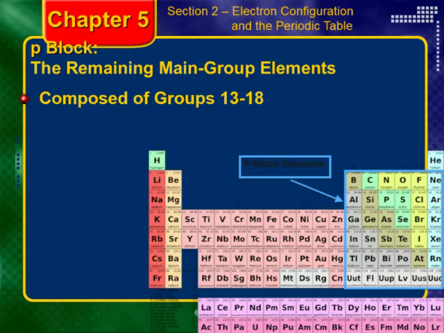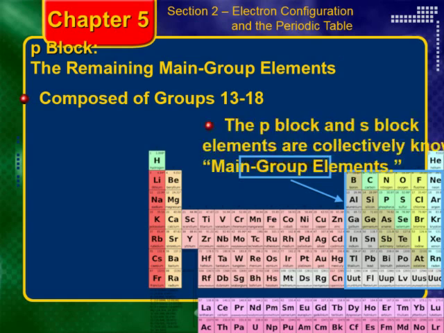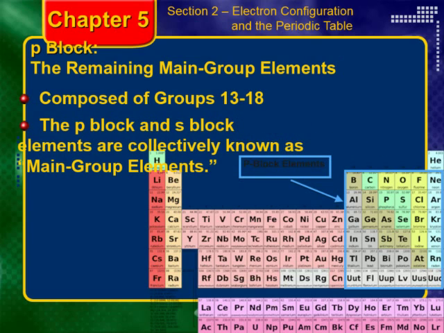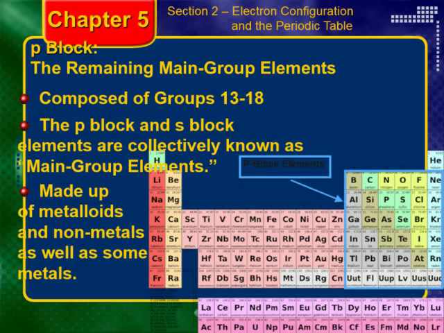It's composed of groups 3 through 18, excluding helium. Helium is not part of the P block, even though it's over there on the right side of the periodic table. The P block and the S block elements are collectively known as main group elements, like I've already said. They are made up of metalloids, nonmetals, and metals. So there's a huge grab bag in terms of categories present in the P block.